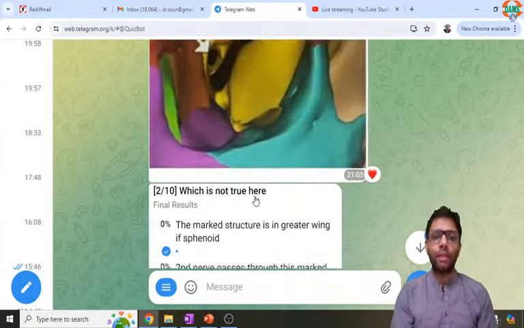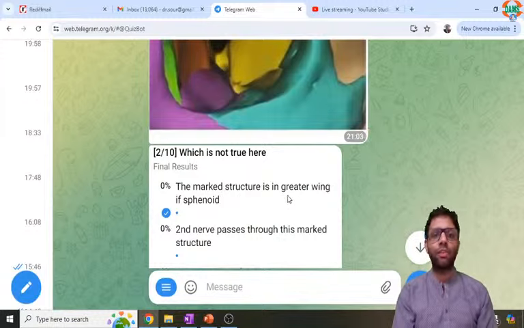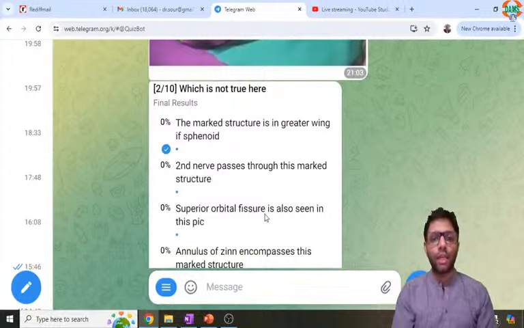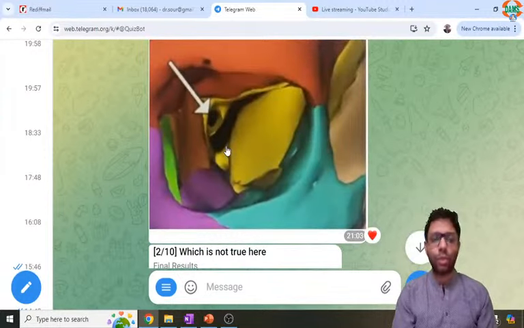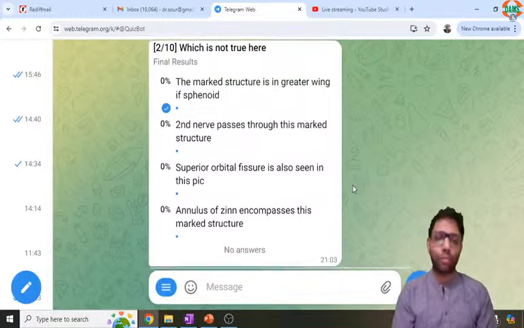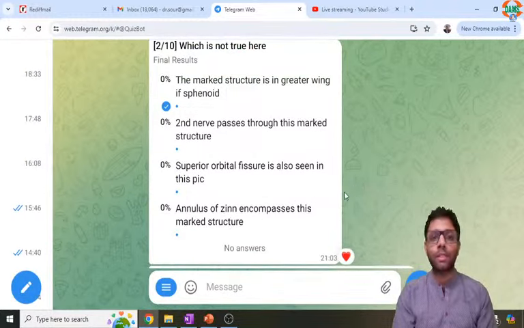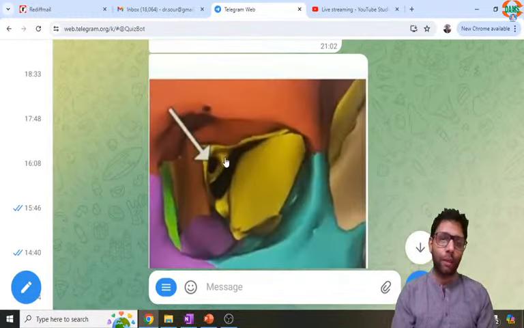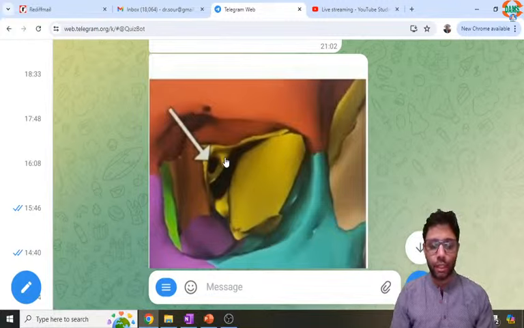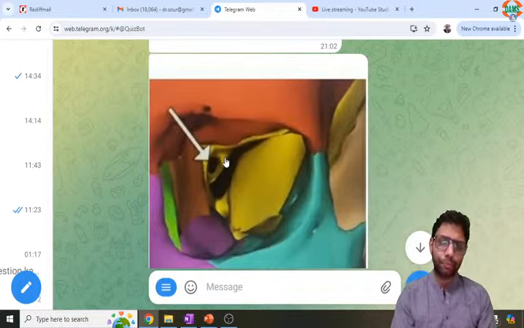Now, this is the optic canal. The statement that the structure is in the greater wing of sphenoid is wrong. That is in the lesser wing. That is the answer. The optic nerve passes through this. The SOF is also seen in the picture. Yes, this is the SOF. And the fourth option should be correct because the annulus of Zinn encompasses the SOF and the optic canal. That's the second question. Easy one, but you should know what the bones of the orbit are.